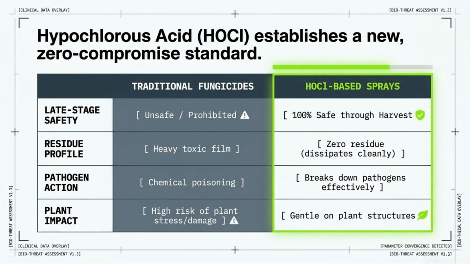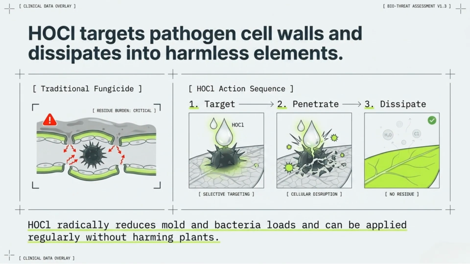Hypochlorous acid, HOCl, establishes a new zero-compromise standard. Compared to traditional fungicides, HOCl-based sprays are 100% safe through harvest, leave zero residue, break down pathogens effectively, and are gentle on plants. HOCl targets pathogen cell walls, penetrates, and dissipates into harmless elements like water and chlorine ions, leaving no residue. HOCl radically reduces mold and bacteria loads and can be applied regularly without harming plants.